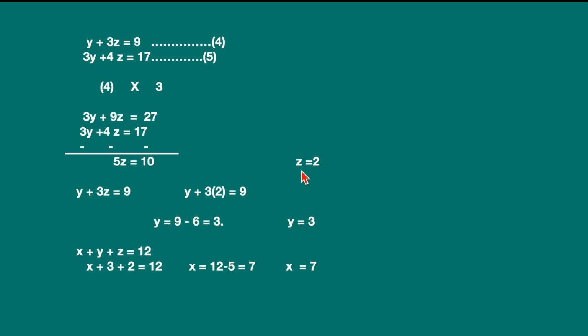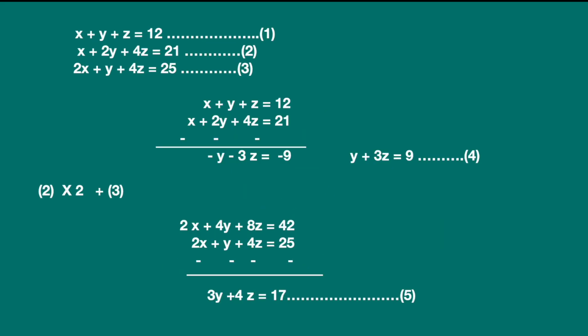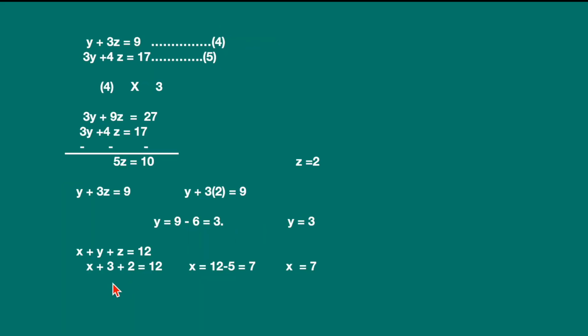Okay. Now you substitute z is equal to 2 in any one of these equations and you'll get the value of y. Y is equal to 3. That means there are 3 10 rupee notes. Now substitute y and z in any one of the equations. 3 equations we had, isn't it? See, one of these 3 equations you can substitute. You'll get the value of x as 7. So there was 7 5 rupee notes.